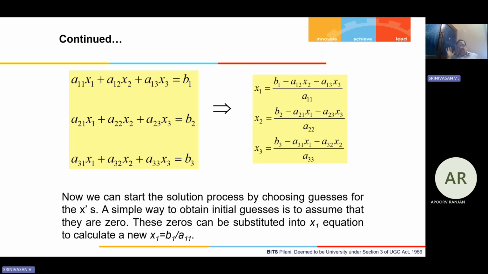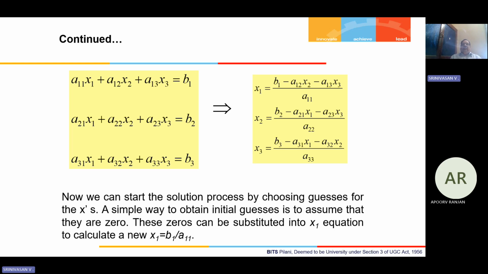Once it is checked, we know very well, we can rewrite this as x1 in terms of x2 and x3. That is x1 equal to b1 minus a12 x2 minus a13 x3 divided by a11. Similarly, x2 is b2 minus a21 x1 minus a23 x3 divided by a22. And x3 is equal to b3 minus a31 x1 minus a32 x2 divided by a33.